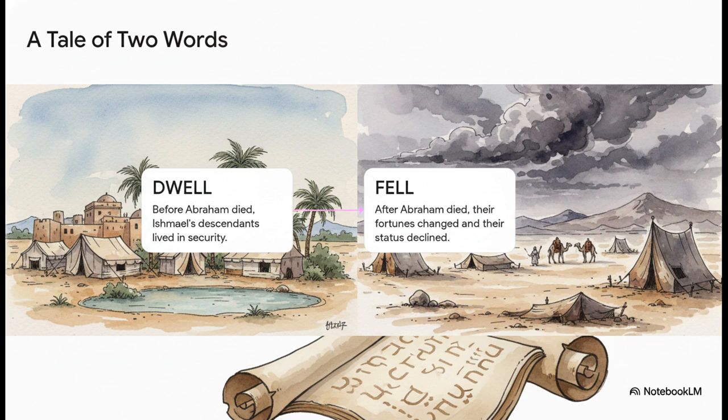During that time, Ishmael's kids did, in fact, dwell securely. But after Abraham died, that spiritual protection was gone, and their fortunes fell. So the change of a single word tells this whole epic story of a nation's security and its decline, and it all hinges on the life and death of one man, Abraham.